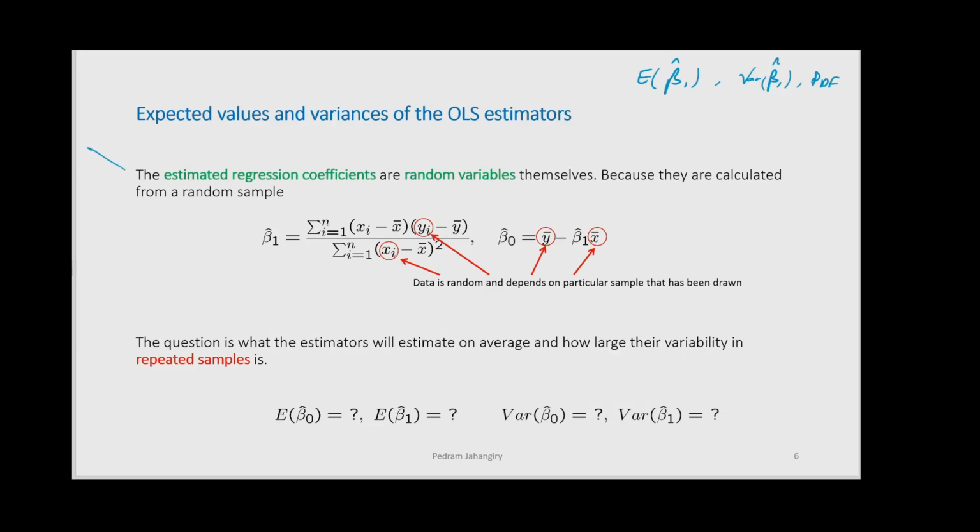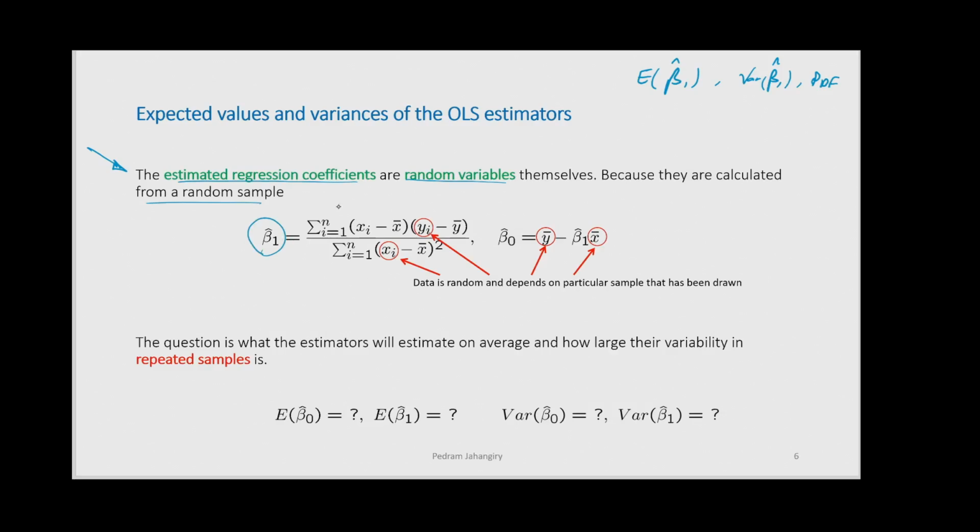So let's talk about the expected value and variance of the OLS estimators, and in order to say something about them, we're going to make a couple more assumptions. The estimated regression coefficients are random variables, we already talked about them. We said that the beta hats themselves are random variables. We can have thousands of them based on thousands of different samplings, right? Because they're calculated from a random sample.